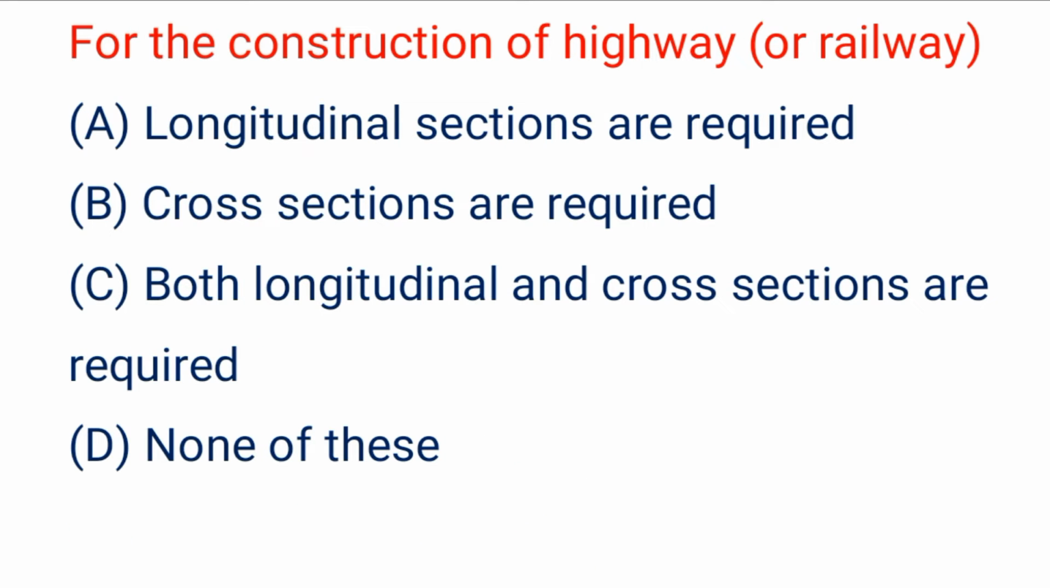Next question, for the construction of highway or railway, option A longitudinal sections are required, option B cross sections are required, option C both longitudinal and cross sections are required, option D none of the above. The correct answer is option C both longitudinal and cross sections are required.